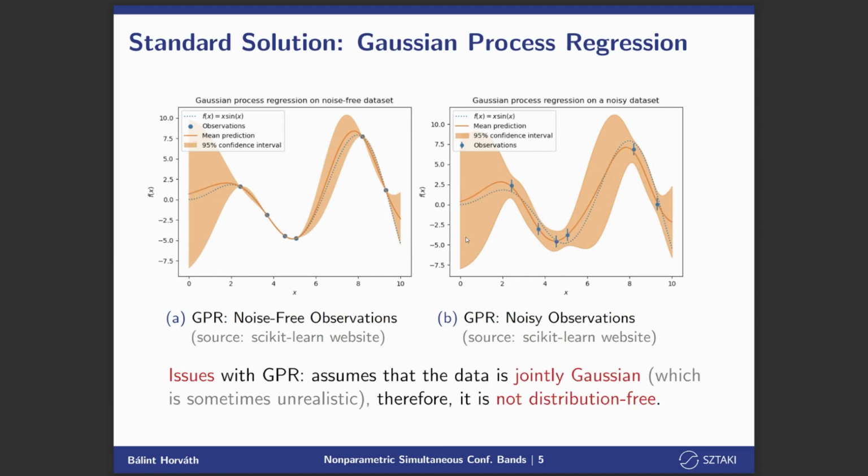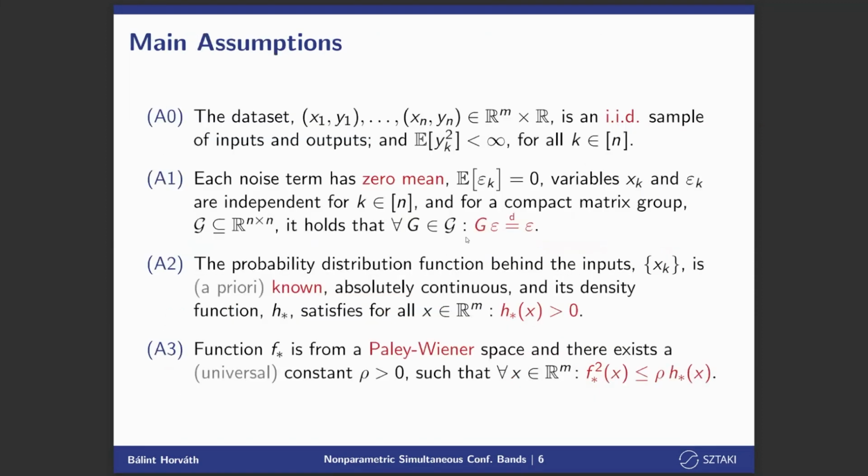Our aim was to construct an algorithm or a method that can be guaranteed for any distribution. So we shouldn't have to make any assumptions about the background data. Here I listed the main assumptions about the data set, the regression function, and everything behind it. The first, with this A0 assumption, is what I already showed. It is the standard IID assumption.